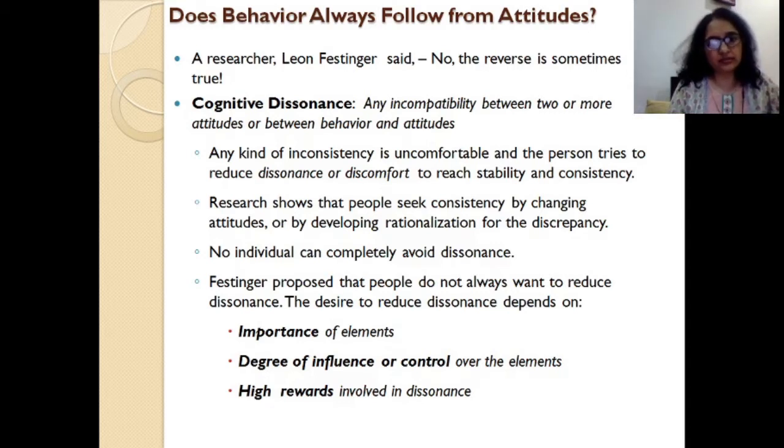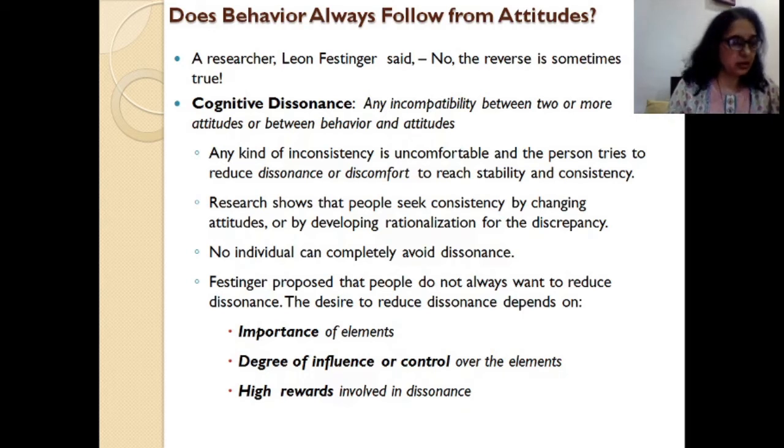And this cognitive dissonance is a kind of inconsistency, and it makes the person uncomfortable. So the person tries to reduce it to reach stability and consistency. Research shows that people seek consistency by changing their attitude, or by developing rationalization for the discrepancy. For example, if the attitude of the person is different from what the person is actually showing in his behavior, there is inconsistency, and the person will try to rationalize it, or bring in more consonant elements to it, or he will either change his behavior or change his attitude.